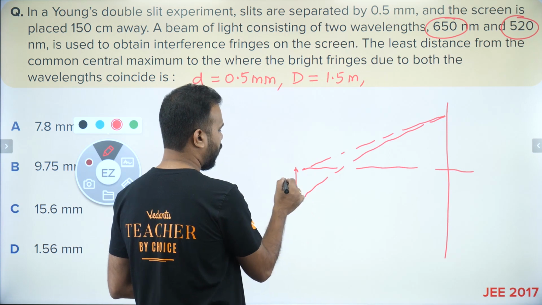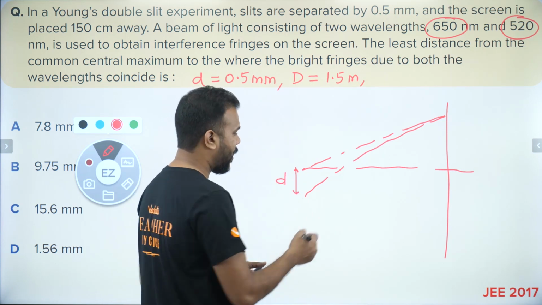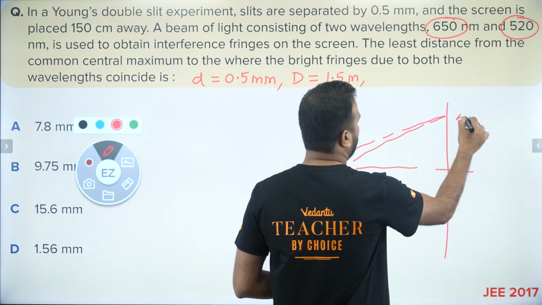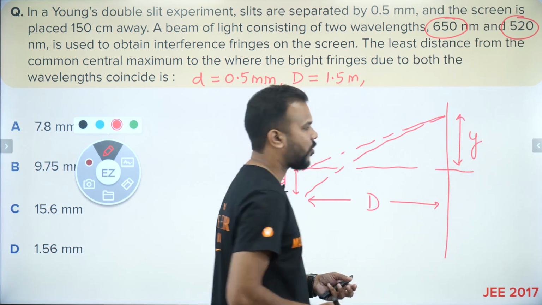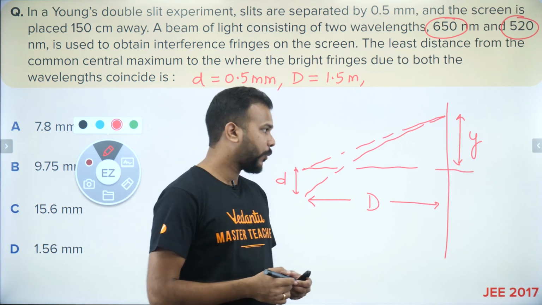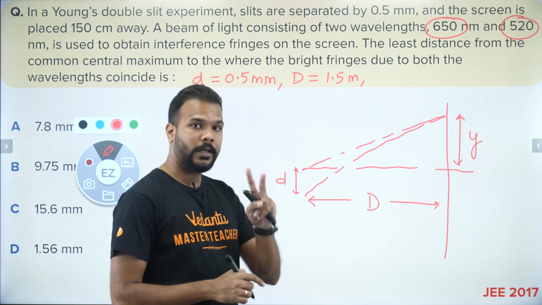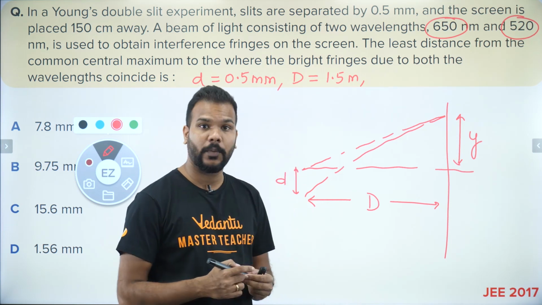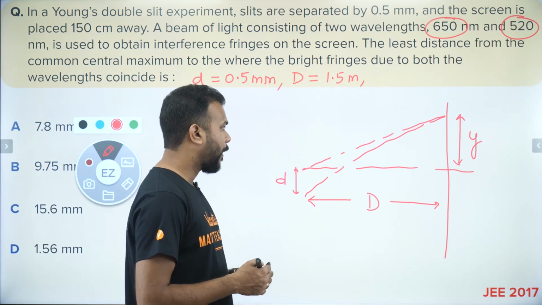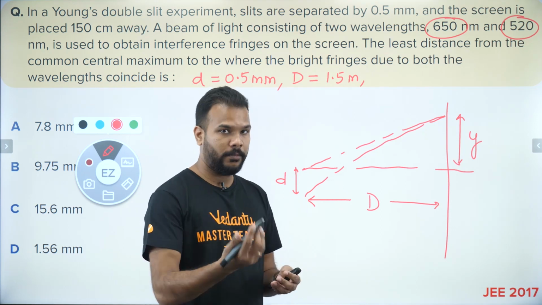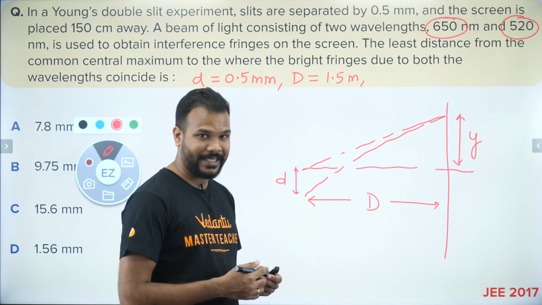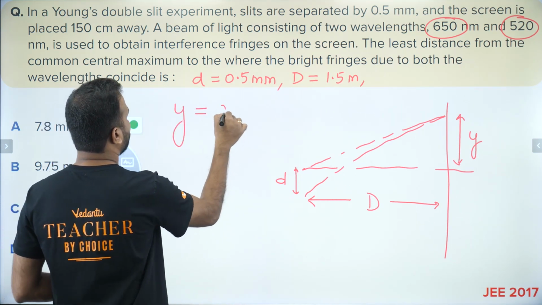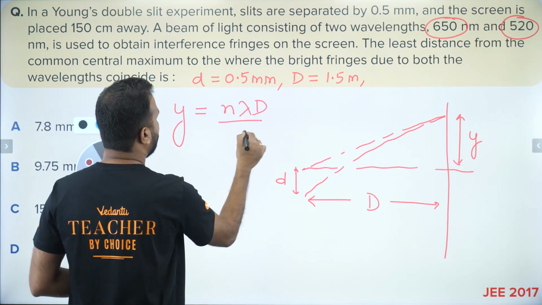So this distance between the two sources is small d, and the distance of the screen from the sources is capital D, and this is basically the distance of maximas or minimas. So in this particular situation, you are using two colors of wavelengths. One is of 650 nanometer, the other one is of 520 nanometer, and they will have their own ways of creating maximas. We know that the location of any maxima is calculated as n lambda capital D by small d.